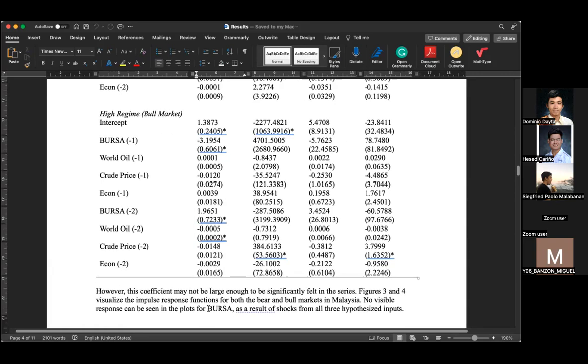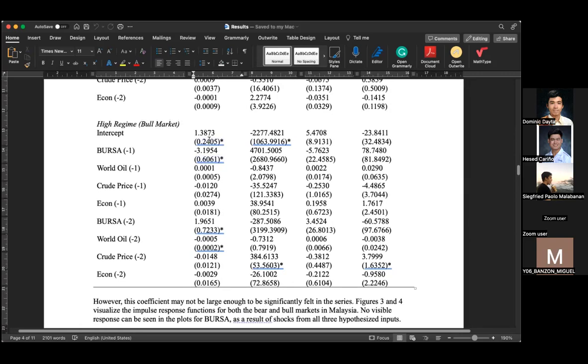However, in the middle of a bull market, then may impact si world oil prices of about minus 0.0005. That means in the middle of a bull market, if nagkaroon ng shock in the world oil production, that would result in a decrease in the value of the Malaysian index of about 0.0005. And so far, yun lang nakita natin na may impact pagdating kay Malaysia. It's just the world oil production.